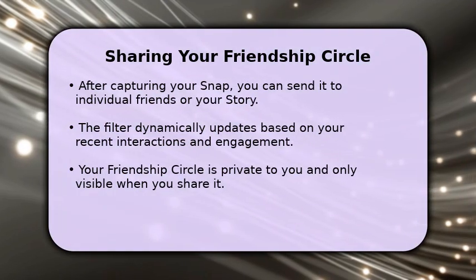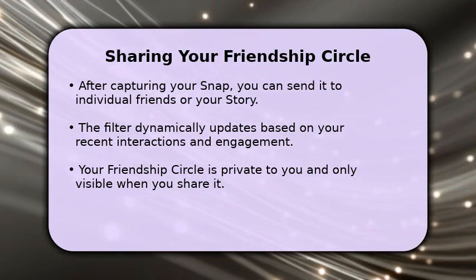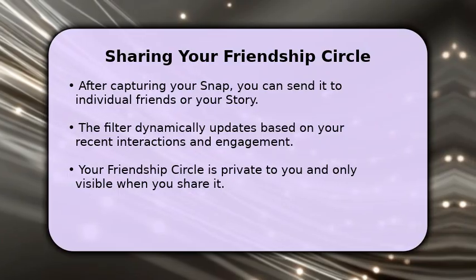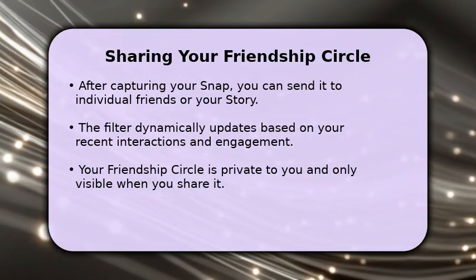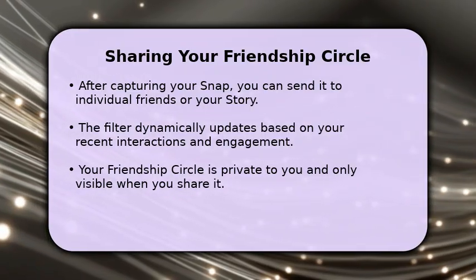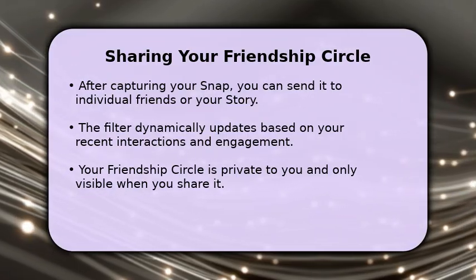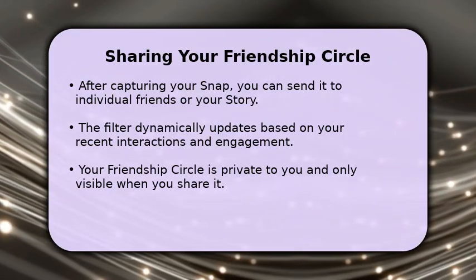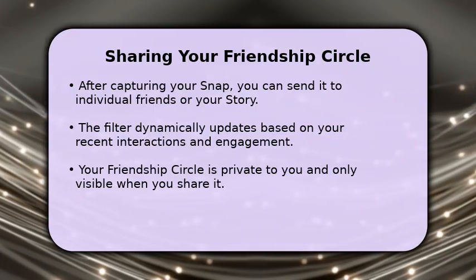After you've captured your snap with the Friendship Circle filter, you have several sharing options. You can send it directly to specific friends or add it to your Snapchat story for all your followers to see. Remember, the friends displayed in your circle are determined by your recent interactions, so it can change over time. This feature is a fun, personalized way to celebrate your connections, and your specific circle is always private until you choose to share it.